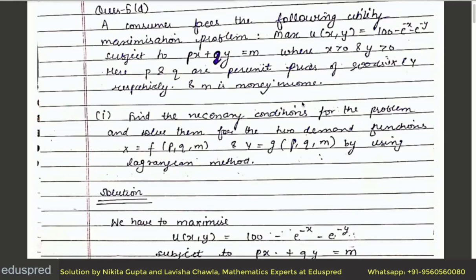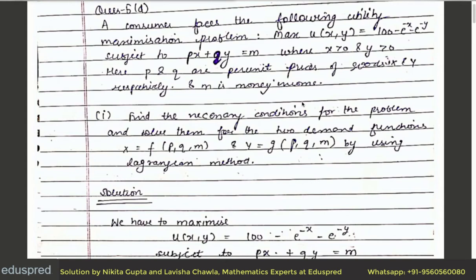Now in this video we will be solving this question which says: a consumer faces the following utility maximization problem, where you have to maximize u, a function of x comma y, which is 100 minus e to the power minus x minus e to the power minus y, subject to px plus qy is equal to m, where x is positive and y is positive.